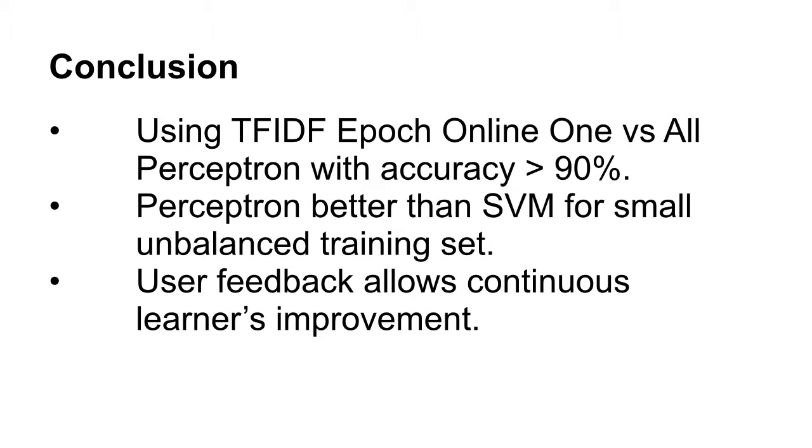After extensive testing, we found that the TF-IDF epoch online one-versus-all perceptron had an accuracy of greater than 90%. This is the one that we used for our final project. Perceptron is better than SVM for small and unbalanced training sets, and user feedback allows continuous learner improvement.